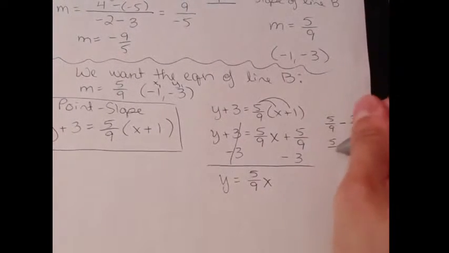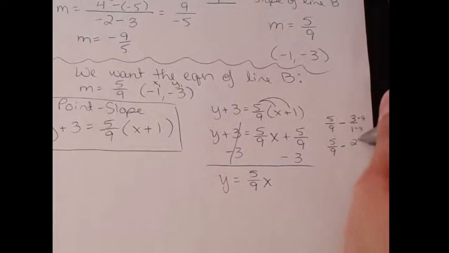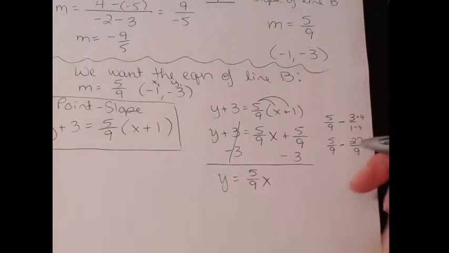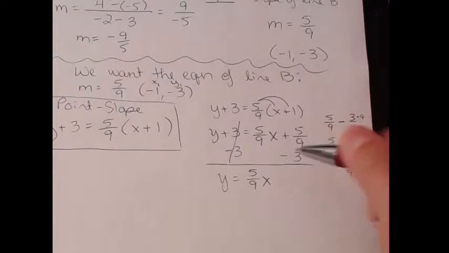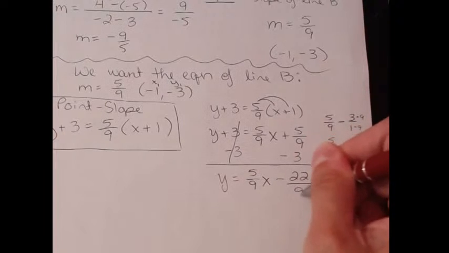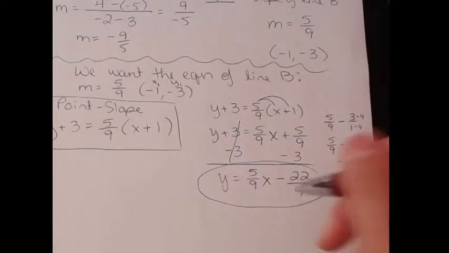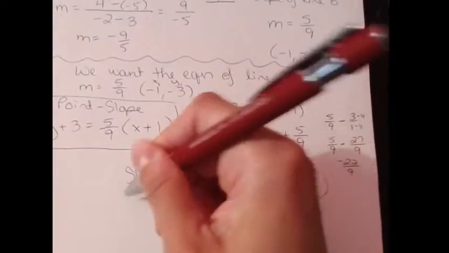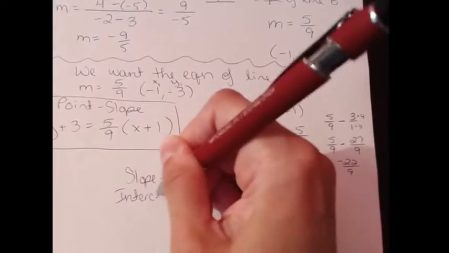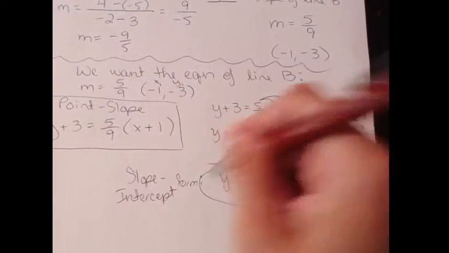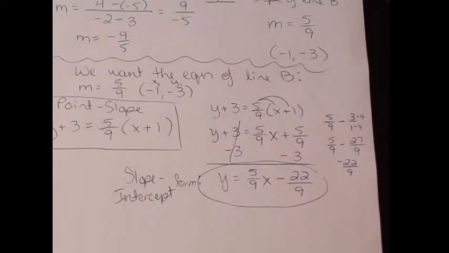This gives me 5/9 minus 27/9. When you take 5/9 minus 27/9, that leaves you with a -22/9. So I go ahead and I write minus 22/9. I'm going to circle this equation, and that is my slope-intercept form. And that is how this problem is done.